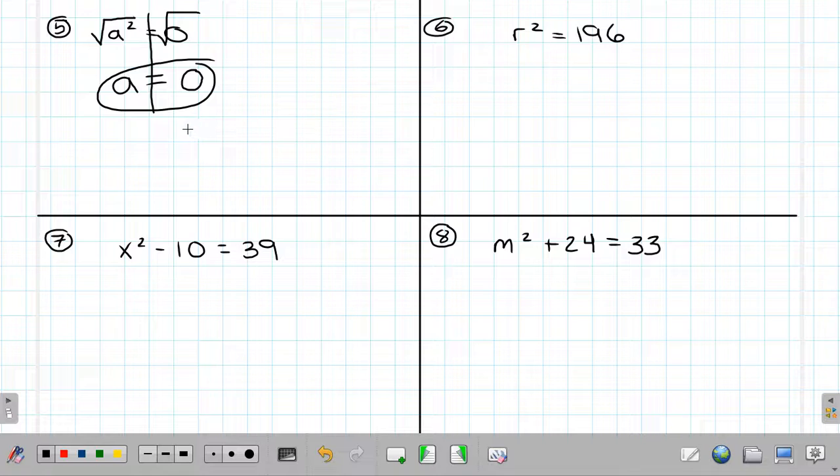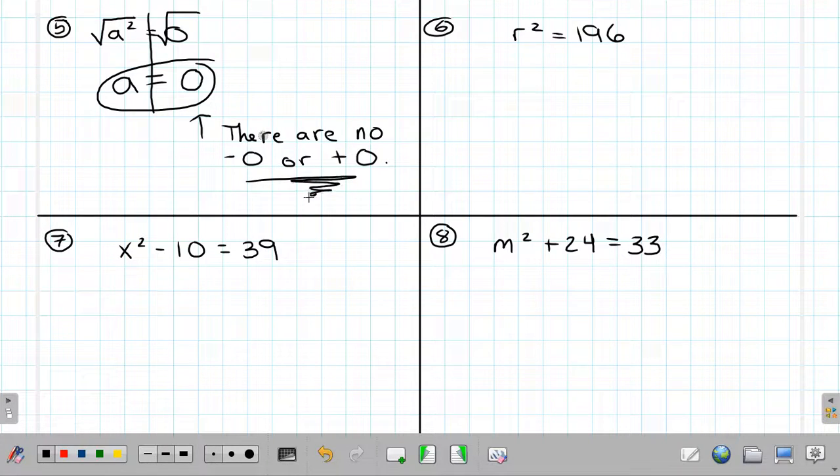So in this case, a little note you can put here, because that's actually the whole equation here, is take the square root of 0, and you get 0, and this is because there are no negative 0 or positive 0. Okay, so there's no negative 0 or positive 0. So once again, it doesn't make sense to say negative and positive 0.